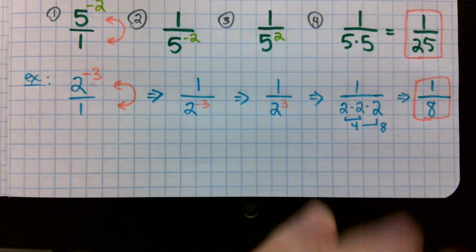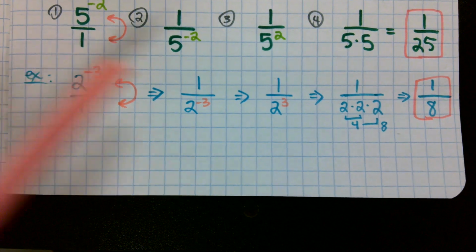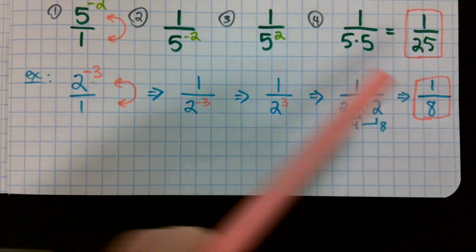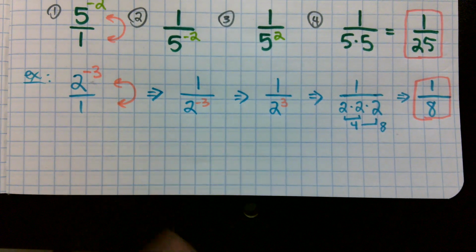1/8. 1 over 8. And again, if we had a positive exponent to start, our answer would have just been 8. Just like in this other example, our answer would have just been 25. Okay?